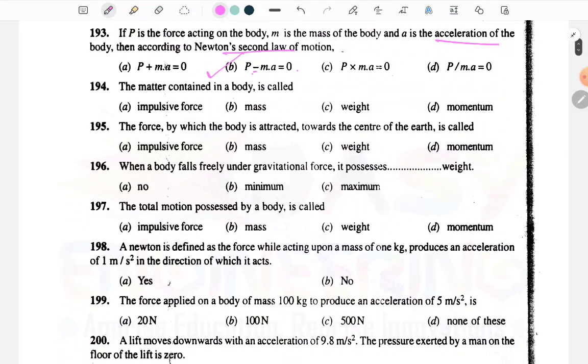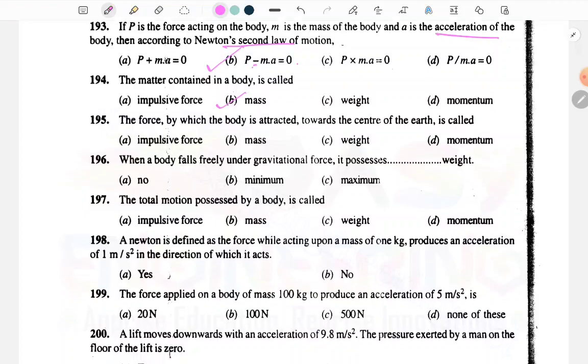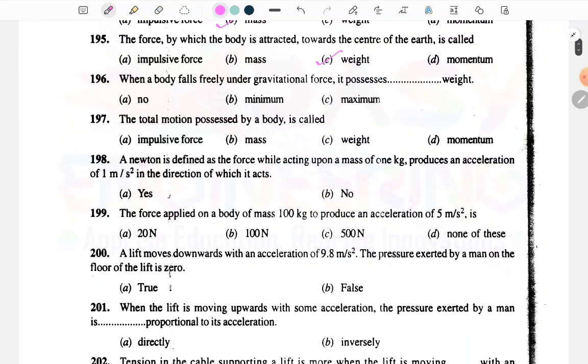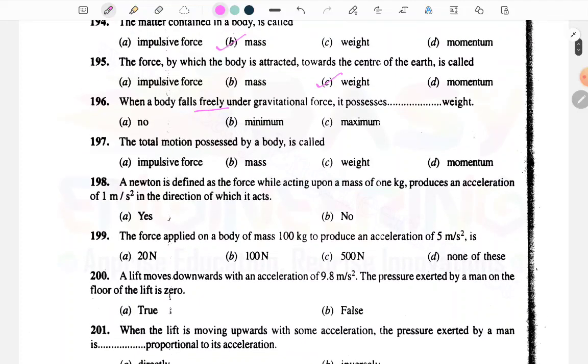Matter contained in a body is called mass. The force by which a body is attracted toward the center of the earth is called weight. When a body falls freely under the gravitational force, it possesses mass, no weight. You have to remember freely. Like free expansion in thermodynamics, all the force and work will be zero. Freely means zero, remember.